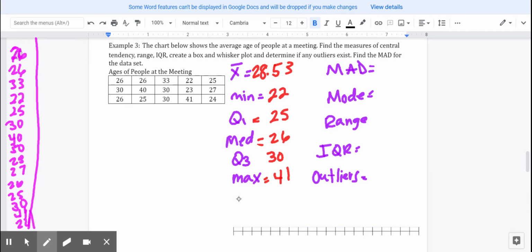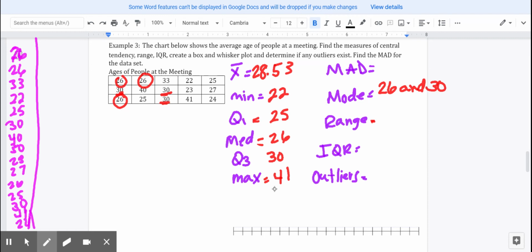The mode is going to be the values that occur the most often. And if I look, I have 26 that occurs 3 times, but I also have 30 that occurs 3 times. So this is going to be bimodal, meaning there are 2 modes, and the 2 modes are 26 and 30, because they both occur the same amount of time.